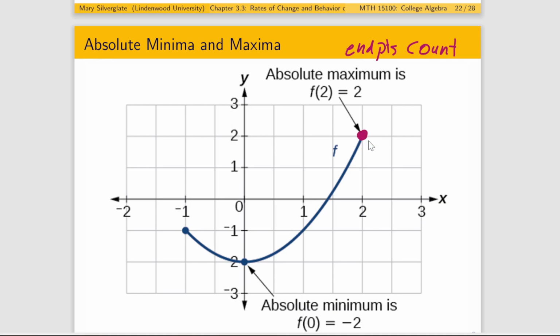And here we have an absolute maximum at this endpoint, the point 2, 2. We have an absolute minimum at this middle point of 0, -2. And this other endpoint here is nothing special because it doesn't count as a local maximum because it doesn't have any neighbors to the left. And it's not an absolute maximum because this other maximum is bigger.